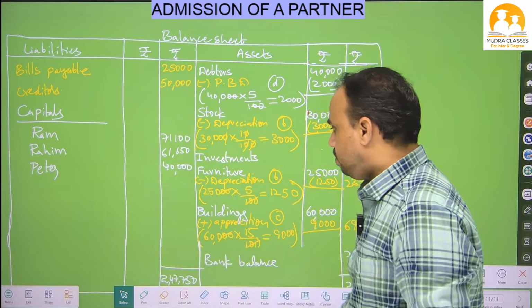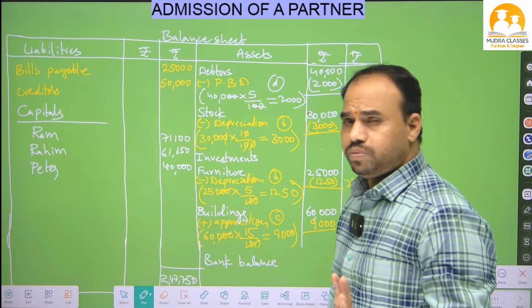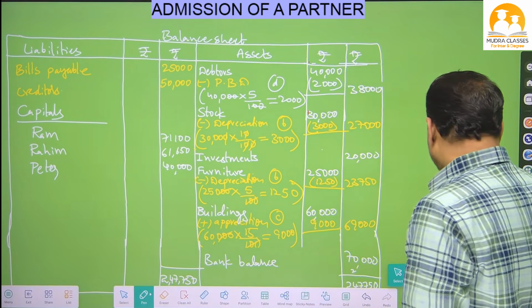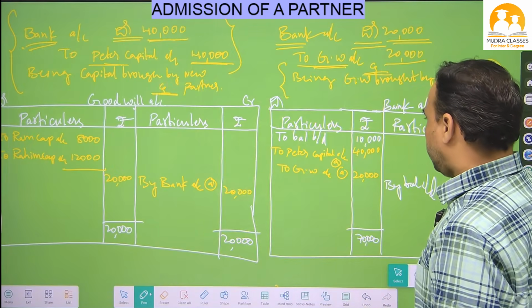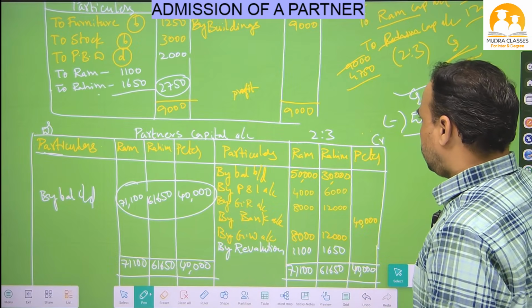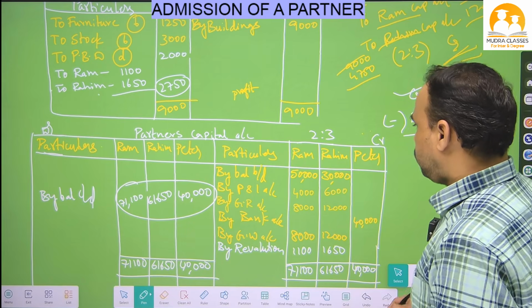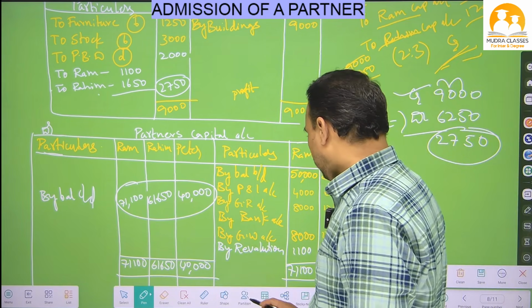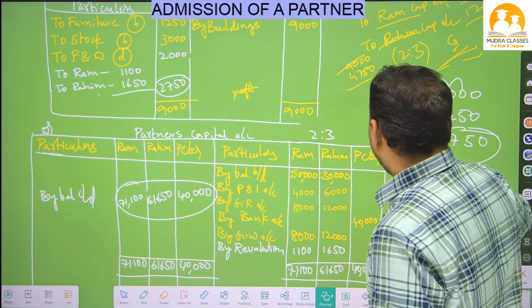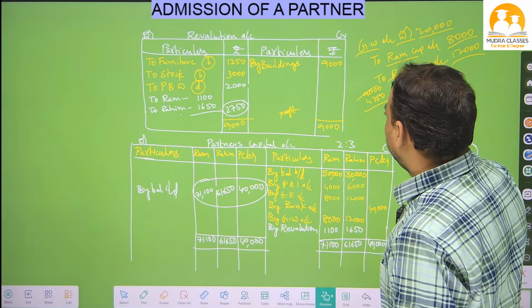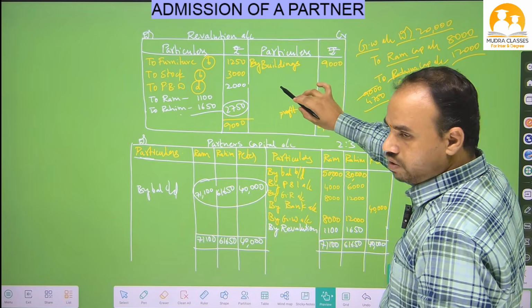So this is the problem. Like this we have to do the problem. I hope you understand the problem. Total 5 accounts we have to prepare. So first what is the account we have to prepare? Here first account we have to prepare revaluation account. This is the first account.